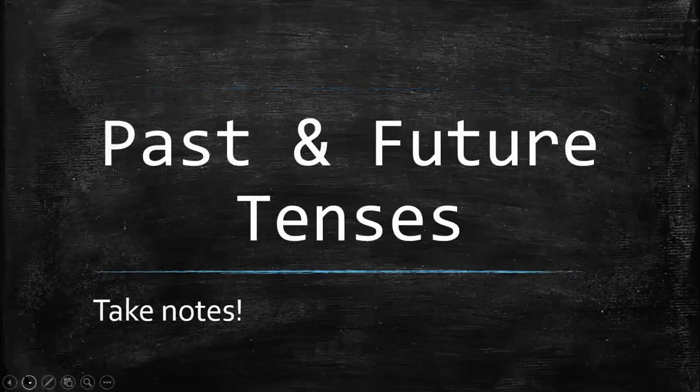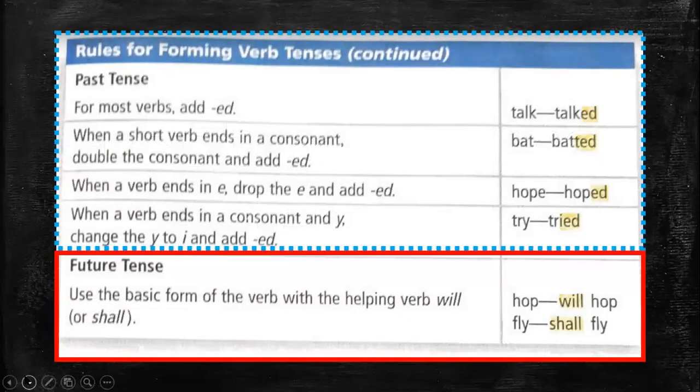Now let's talk about past and future tenses. And you have to take notes again. It's important for you to take notes. These are the rules for forming verb tenses. And guys, we're working out of the English book. So if you have your English book, or you want to look at the pages that I have uploaded, you can look at pages 132 and 133 all the way to 134. And these are the pages that are covering this topic.